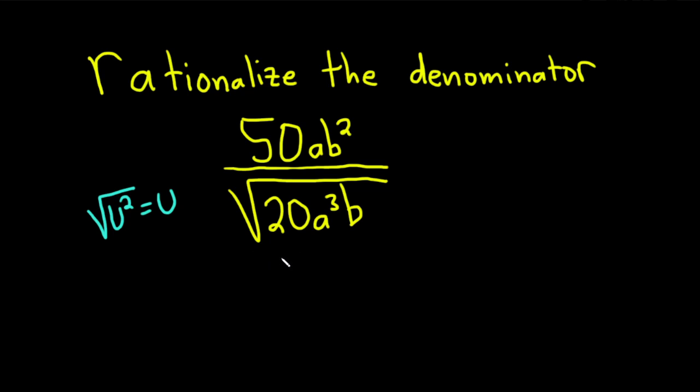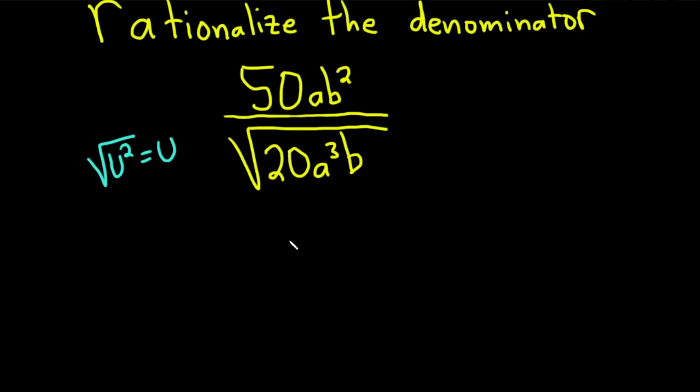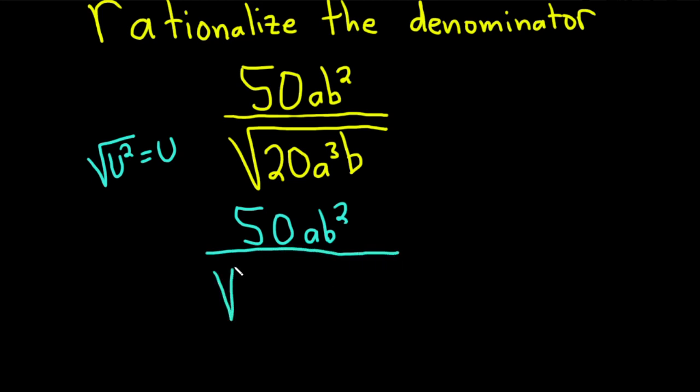Okay, so let's start by basically rewriting the bottom here in a nicer way. So this is 50 ab squared over, and let's go ahead and factor this a little bit nicer. So the 20, we can write that as 4 times 5, which is the same thing as 2 squared times 5. And then we still have the a cubed and the b.